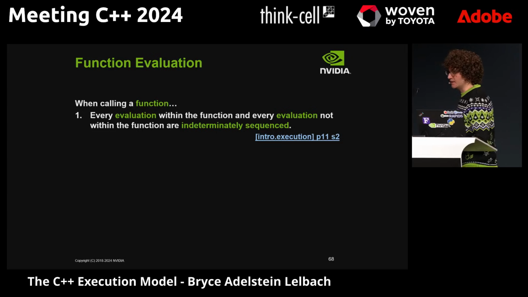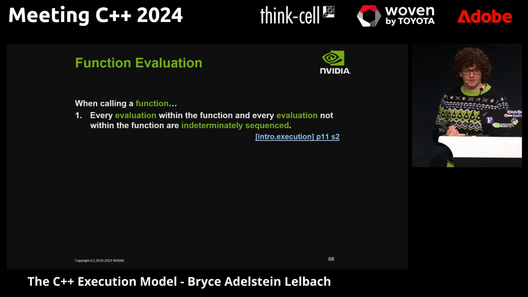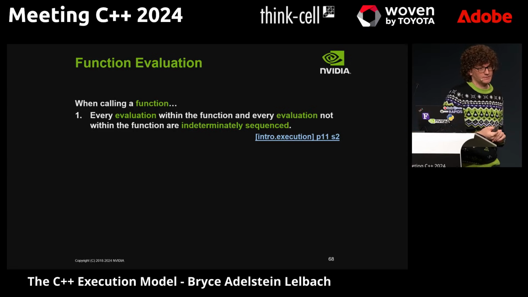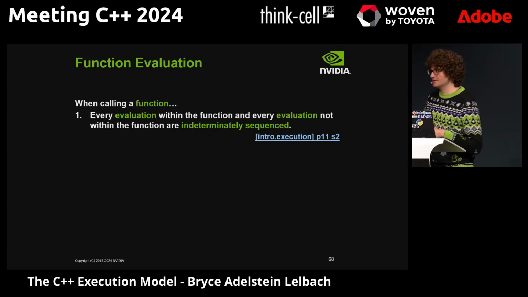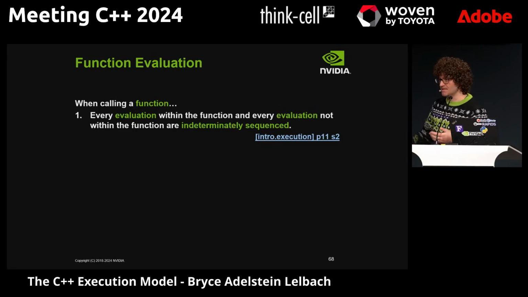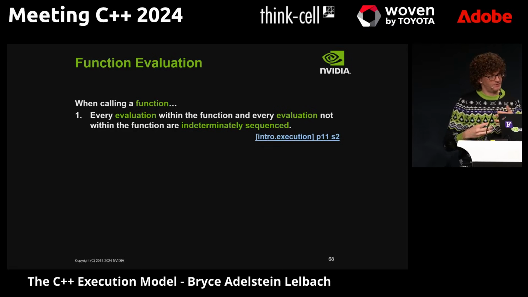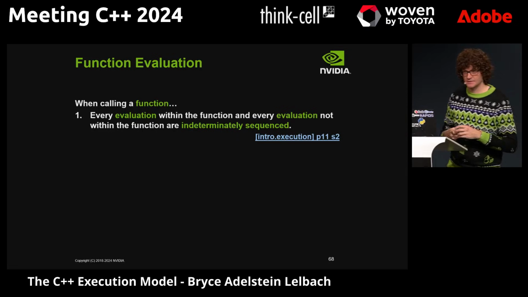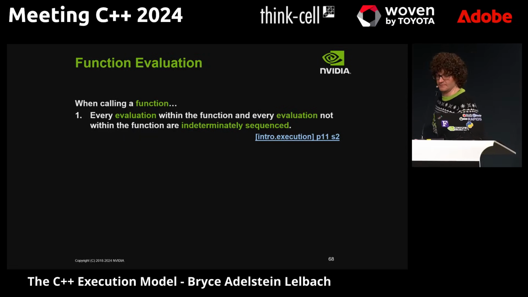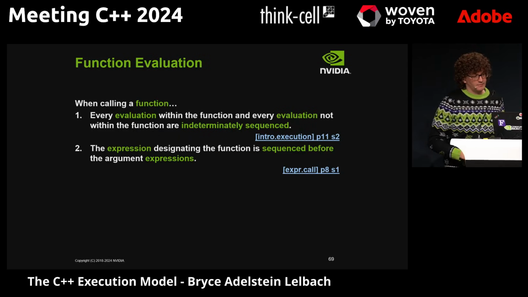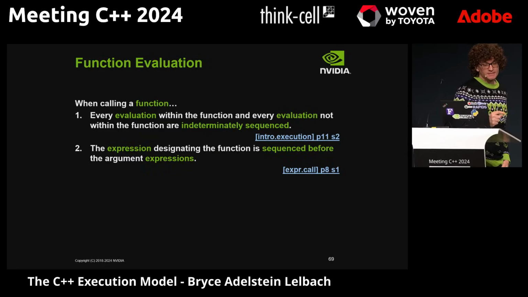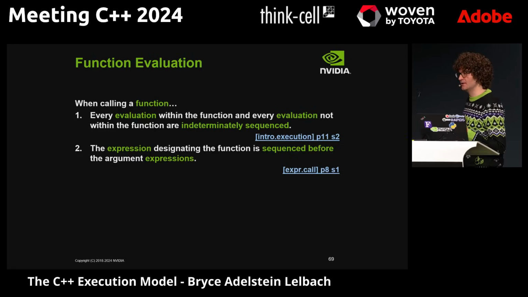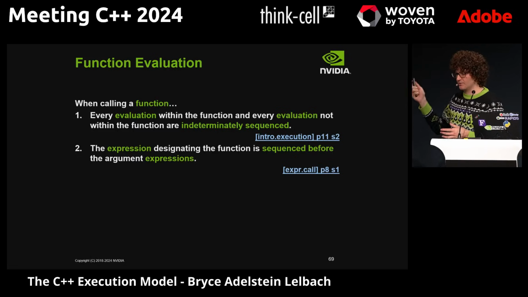So when calling a function, every evaluation within the function and every evaluation not within the function are indeterminately sequenced. So the compiler is not allowed to mix up your function with other functions and interleave the bits of it with other functions, even in the case where it's inlined. The expression designating the function is sequenced before the argument expressions. This kind of makes sense. Figure out what you're calling before you figure out what you're going to be calling it with.